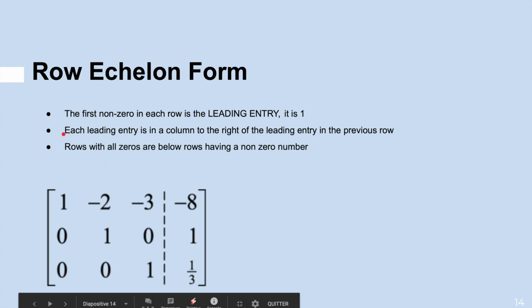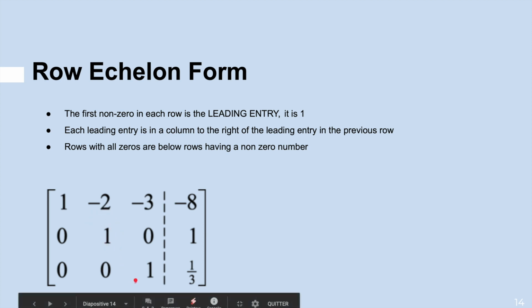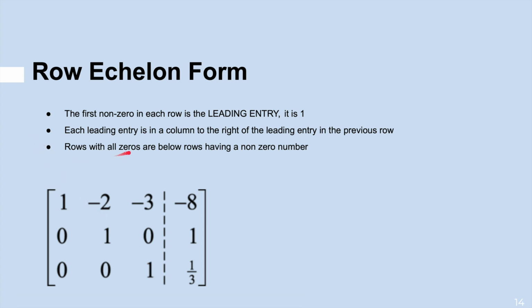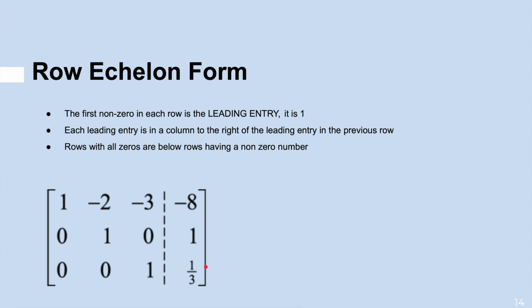Now the second point is that each leading entry is in a column to the right of the leading entry in the previous row. So this leading entry is to the left of this leading entry, and this one is to the left of this one. The last point is that rows of all zeros are below rows having a non-zero number. In this case, we don't have any, but if there was an entire row of zeros, it would be at the bottom. This might not be super clear yet, but we are going to go over an example.